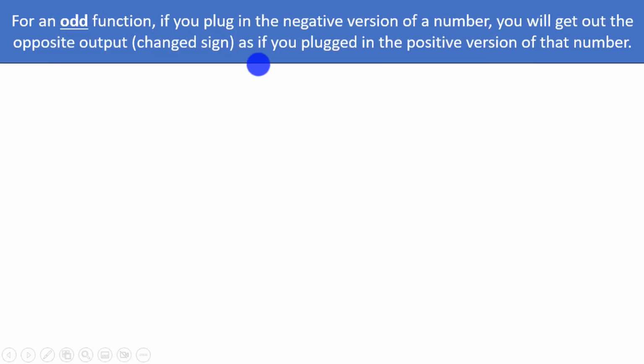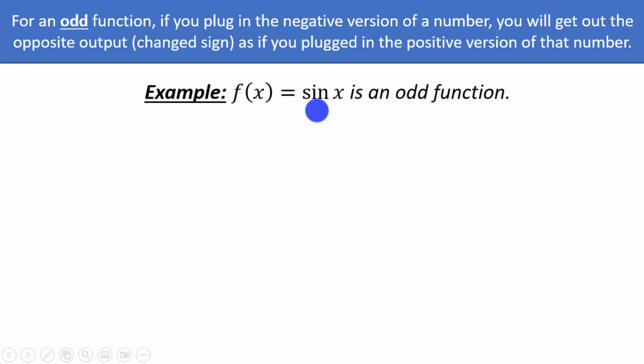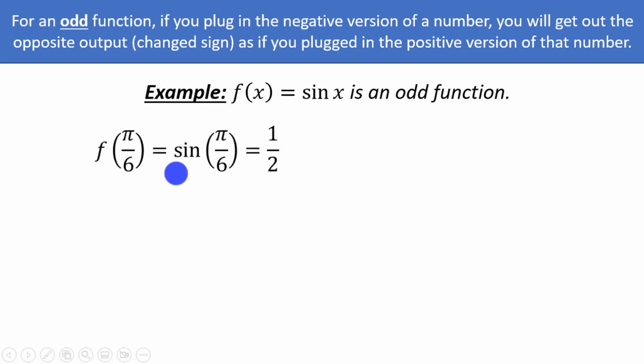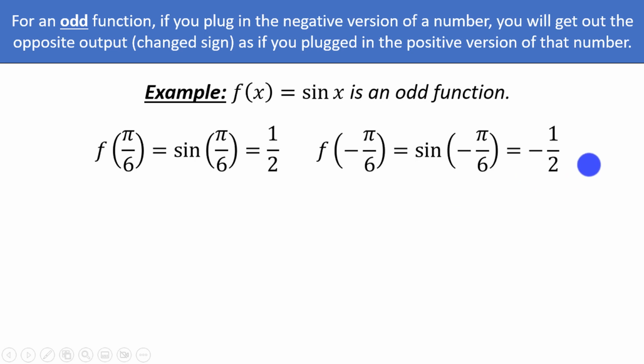For an odd function, if you plug in the negative version of a number, you will get out the opposite output, with a changed sign, as if you plugged in the positive version of that number. So I know that's a little bit wordy, so let's look at what we mean by that. For example, f of x is equal to sine of x is an odd function. That means if I plug in some argument, such as pi over 6, and get some output, such as 1/2, if I plug in the same angle but with an opposite sign, I should get the exact same answer but with a changed sign. So sine of pi over 6 is 1/2, and sine of negative pi over 6 is negative 1/2.